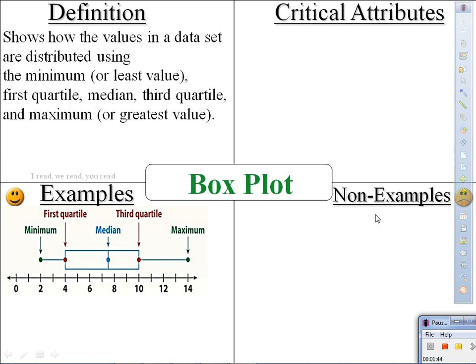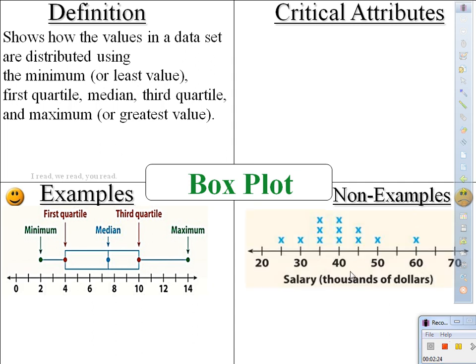All right, let me show you another example. Tell your neighbor why this one is not a box plot. It's a dot plot. That is correct.